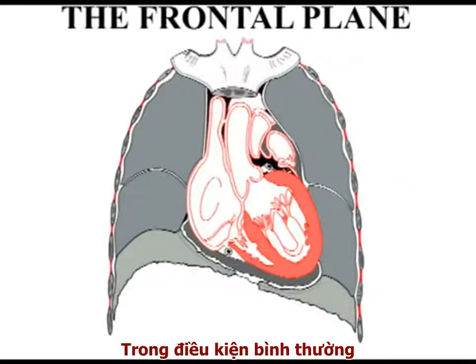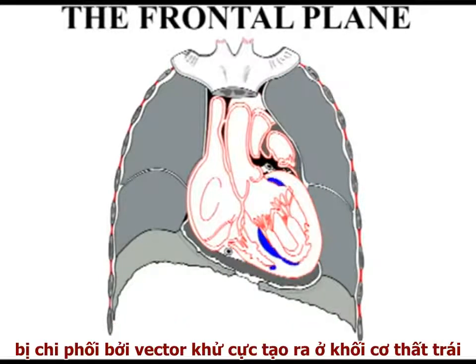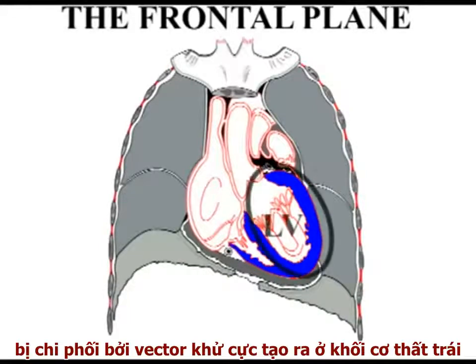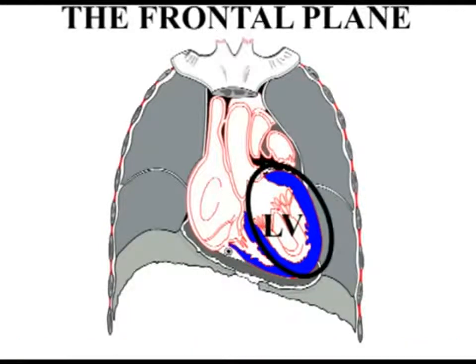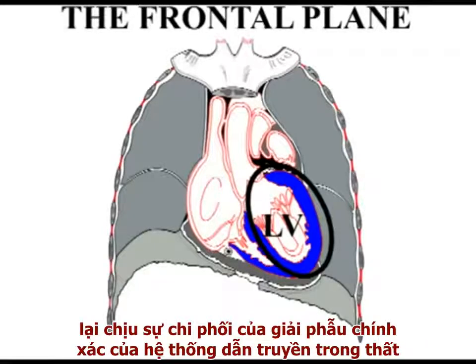In normal circumstances, the direction of the frontal QRS vector is dominated by the depolarization vectors generated in the large left ventricular muscle mass. The pattern of depolarization of the left ventricle is in turn dictated by the precise anatomy of the intraventricular conducting system.